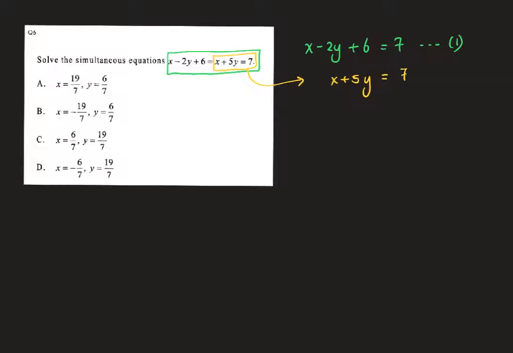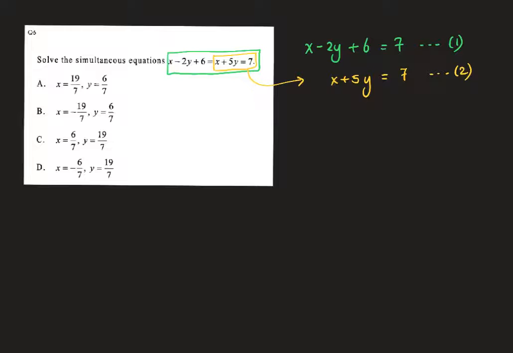As I mentioned in the last homework, still some students did not know how to solve these simultaneous equations. Actually, this equation can be decomposed into two equations. The first equation is x minus 2y plus 6 equals 7. And the second equation is the second part: x plus 5y equals 7. Now we can solve these two equations to get the answer.